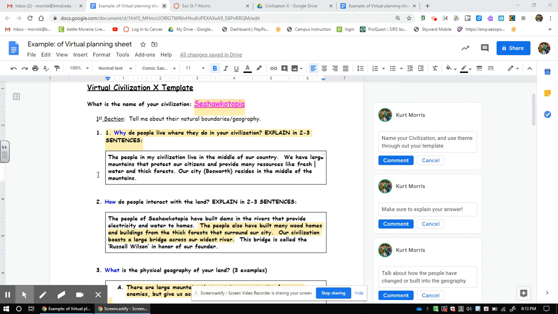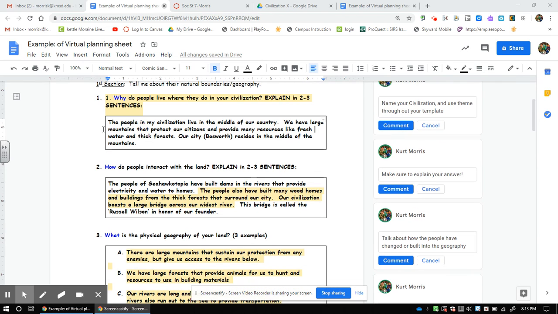Our city, Bosworth, resides in the middle of the mountains. Maybe right there would be a great picture of the city in mountains or a village in mountains somewhere off Google Images. So each one of these things, each one of these little groups here, one, two, three, each one of these explanations that you wrote about can have 2 to 3 pictures in it.